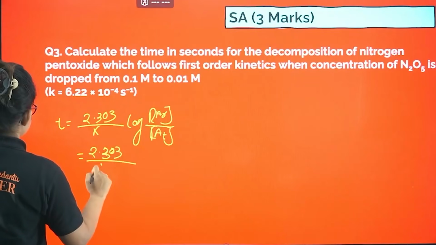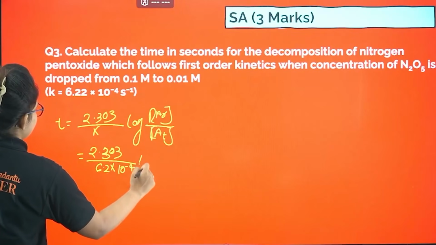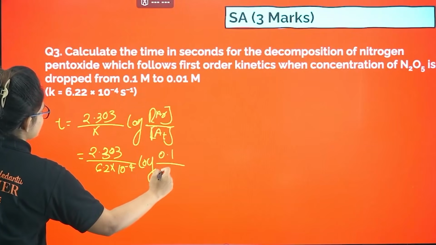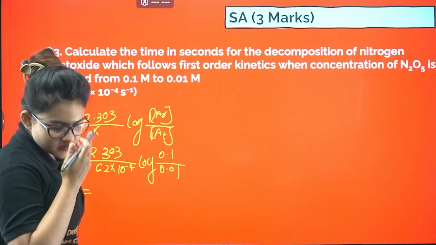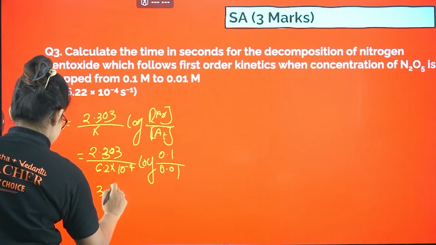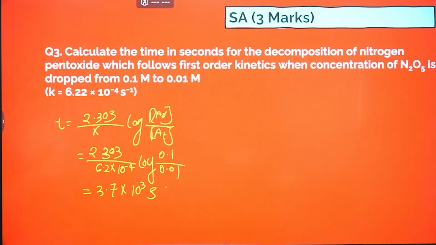2.303 divided by 6.2 into 10 power minus 4, it's given already. Log, it started from 0.1 and it dropped to 0.01. So if you simply calculate, you will get the answer. I'm just directly going to the answer. You will get 3.7 into 10 cube seconds. Okay, I guess this is clear to you. Let's proceed.